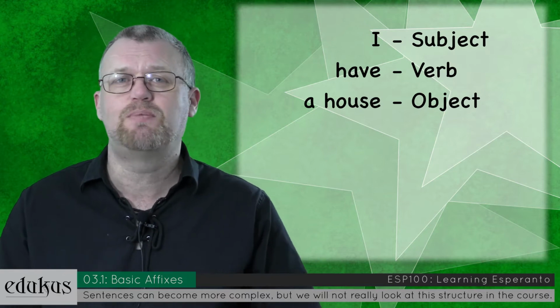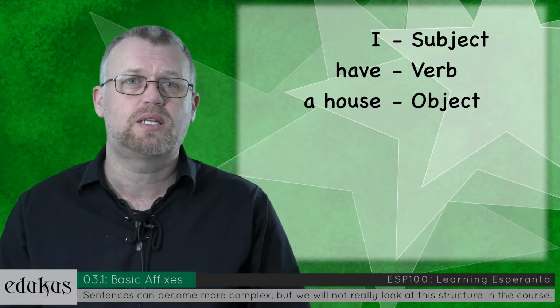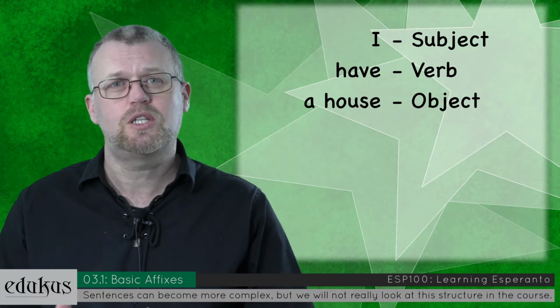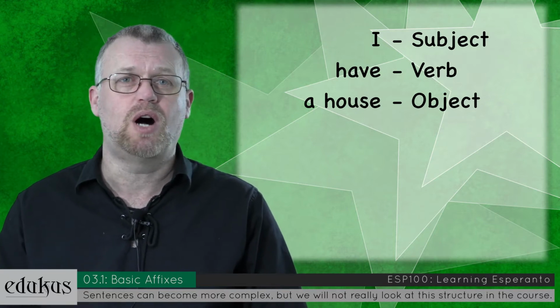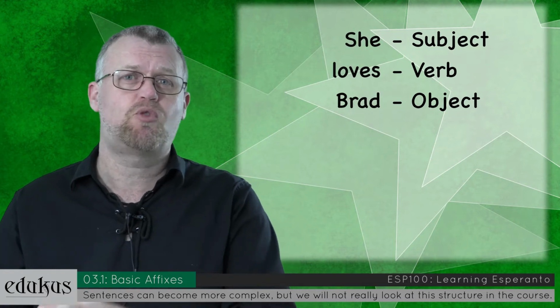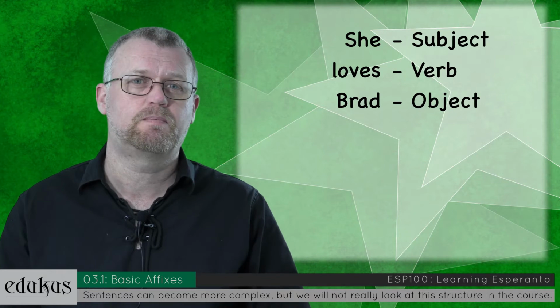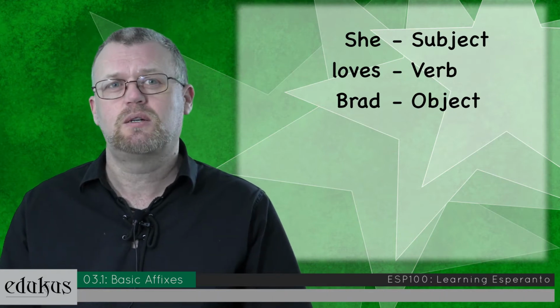Now this can be any type of noun. It could be an inanimate object, a real name, or another personal pronoun. So we could say, "I have a house," or "I see you," or "she loves Brad." All very simple sentences following the same basic pattern. So let's get started on some verbs.